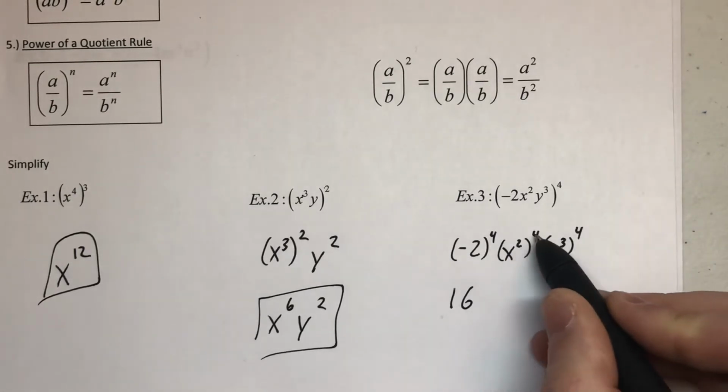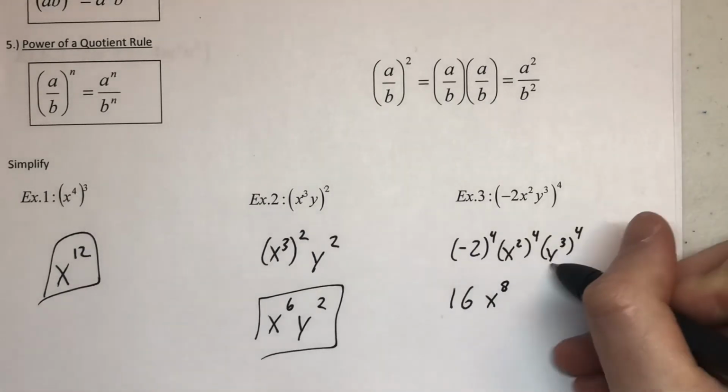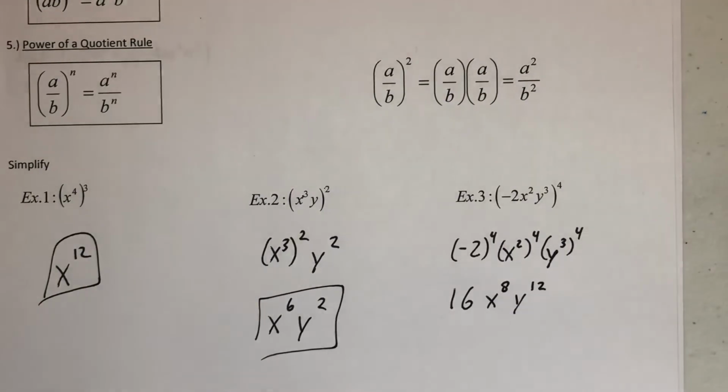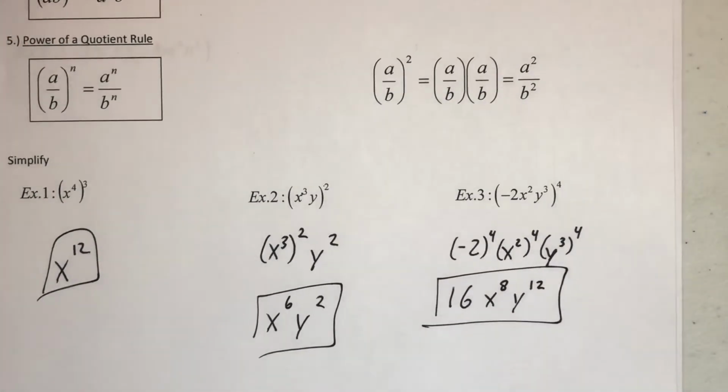Now, x to the 2 to the 4, there's our power rule to multiply. 2 times 4 is 8. Y to the 3 to the 4, power rule, multiply. 3 times 4 is 12. And there's our final answer. All right, a couple more examples on the next page here.